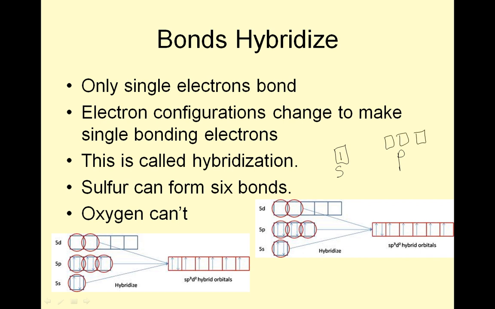Now, if I have carbon bonding, carbon is S2P2. And remember, only single electrons bond. So I'm going to take this one and promote it. We saw that before. Instead of having one S bond and three P's, when we look at it, we don't see one S and three P's. We see four that are the same. So you get SP3 with four orbitals.